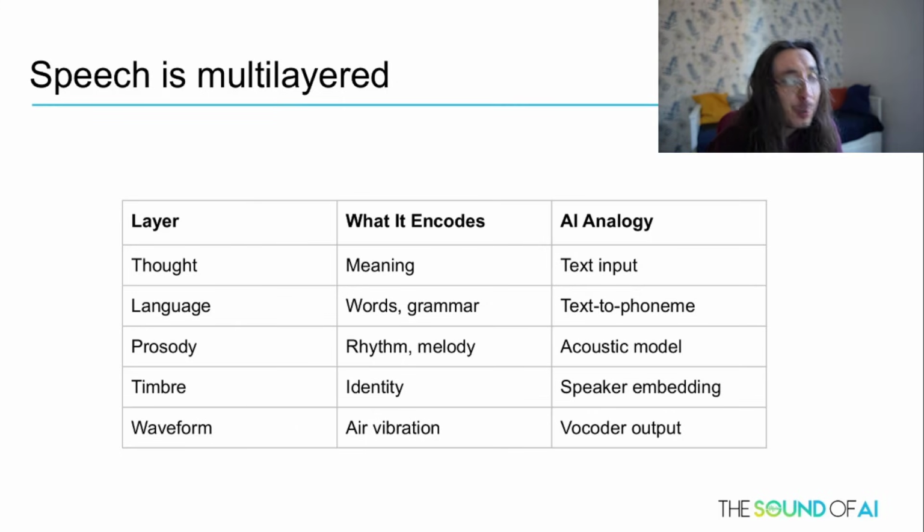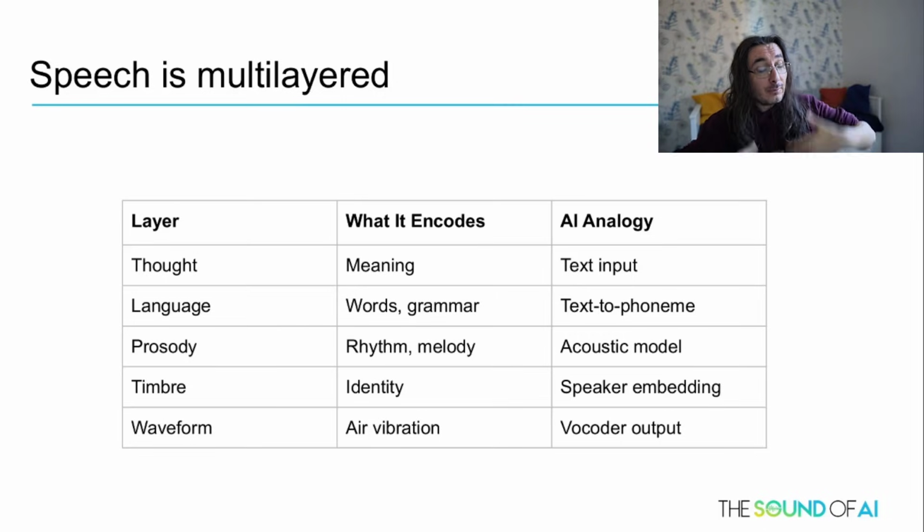But the point I want you to bring home from this lecture is that speech is multi-layered. We've seen a lot of layers in speech. The layer of thought encodes meaning, and in AI that is the text input. Then we have the level of language that we encode with words and grammar, and in AI we move from text to phoneme. Then we have the prosody that encodes rhythm, melody, phrasing, and in AI we have an acoustic model to try to reproduce that.